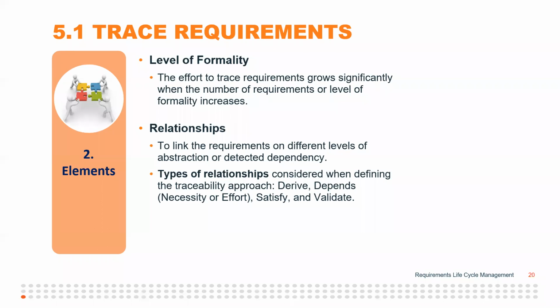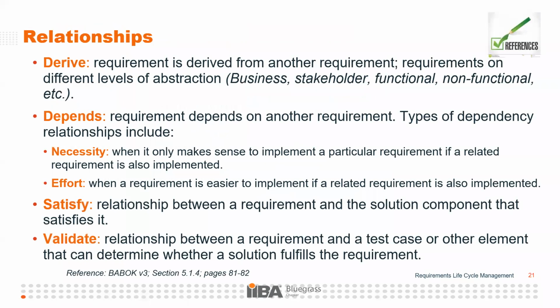And then there are several types of relationships. There's derive, depends, which is necessity or effort, and then satisfy and validate. So here's one slide on this for your reference. So derive: a requirement is derived from another requirement, on different levels of abstraction. Okay, and then depends means a requirement depends on another requirement.